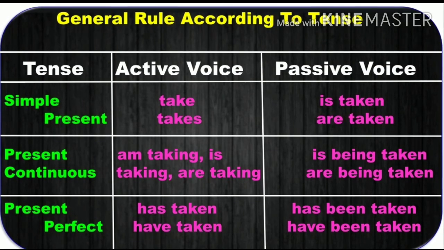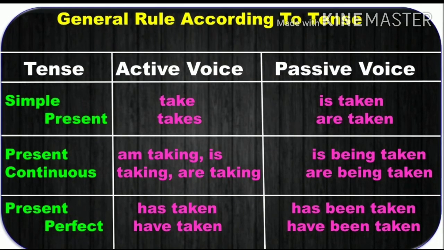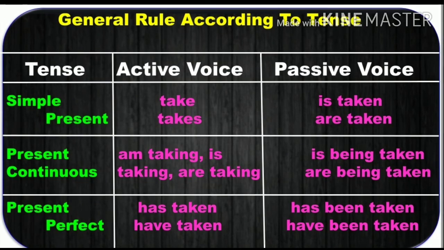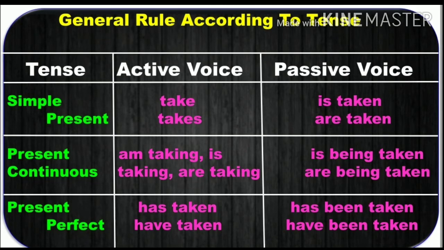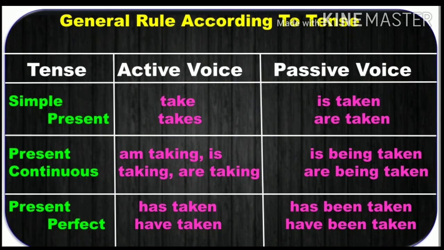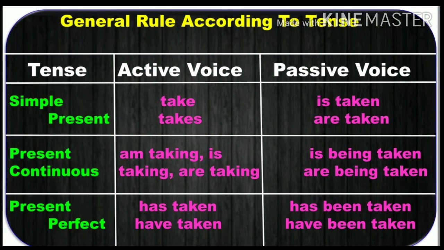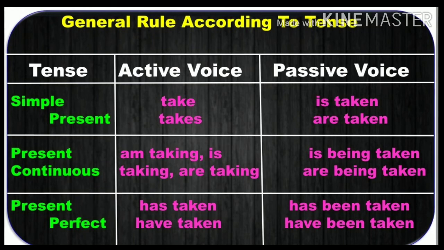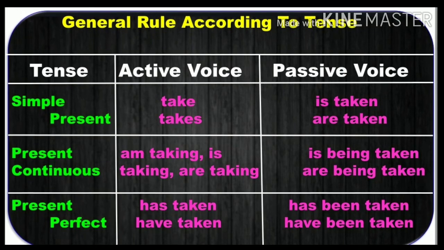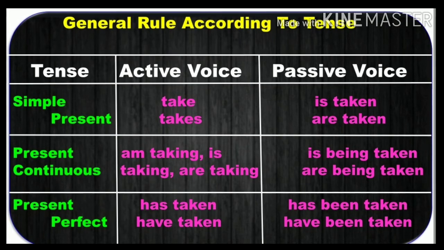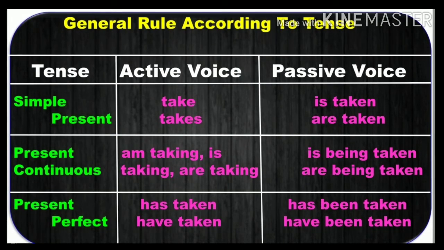Okay. Let's see the general rule according to tense. This is very important to find out tenses in the active and passive voice. If we are able to find out the tense in the sentence, then it's very easy for us to change from active into passive or from passive into active. For that, we should try to find out the tense in the sentence.